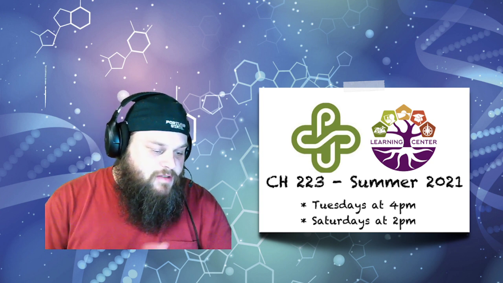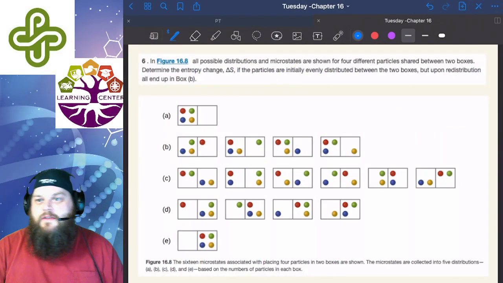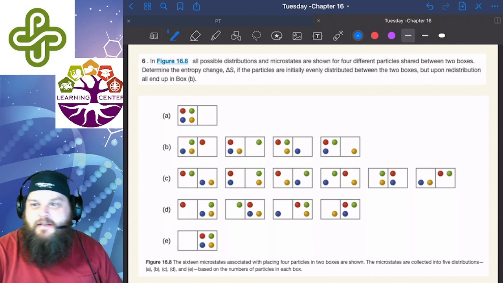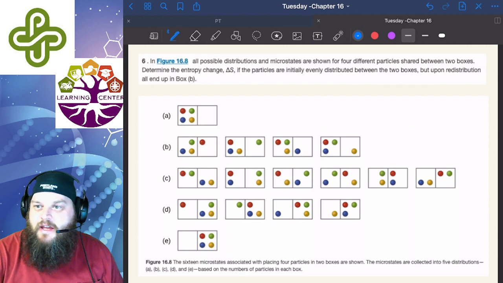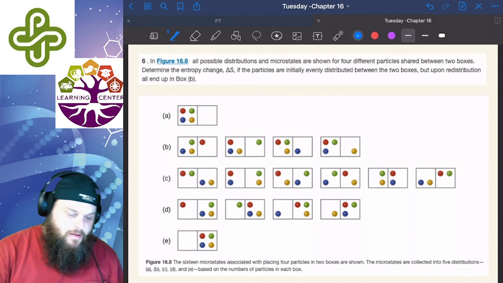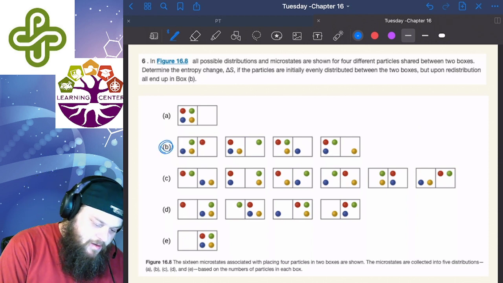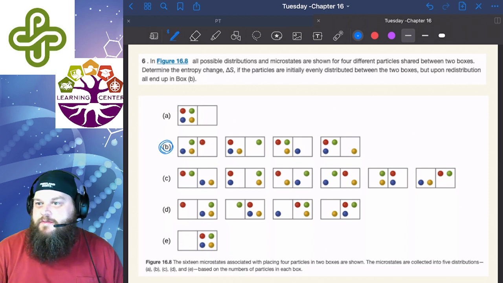Today, let's get started on problem 6 here. In this figure below, which is 16.8 out of the OpenStax textbook, all possible distributions and microstates are shown for 4 different particles shared between 2 boxes. Determine the entropy change, delta S, if the particles are initially evenly distributed between 2 boxes, but upon redistribution, all end up in box B. So box B is this one up here. And they say at first they're all evenly distributed amongst those boxes.